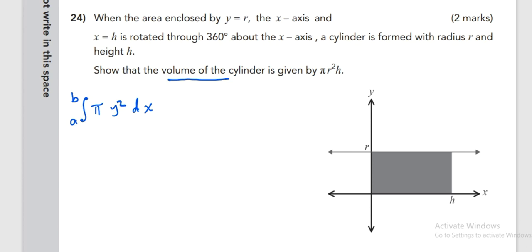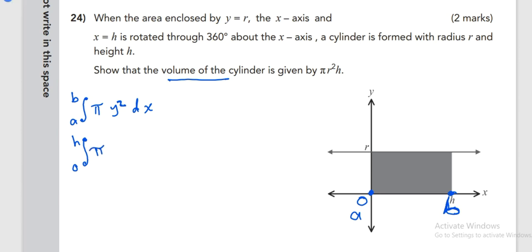Here, values of a and b. These are the bounds of the area, or bounds of integration. The area starts from this point to this point. This point we already know is 0, the origin point, and this point he said is h. So this is a and this is b. So the value of a is 0 and the value of b is h. So we get the first information, which is 0 and h.